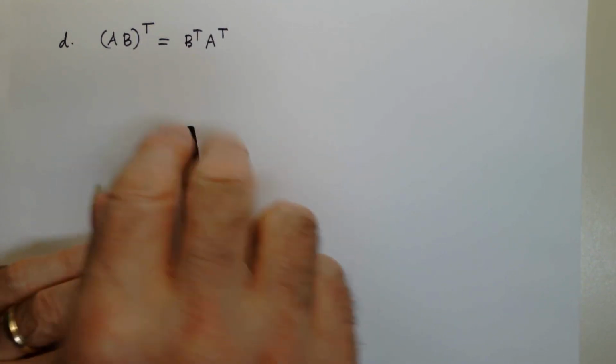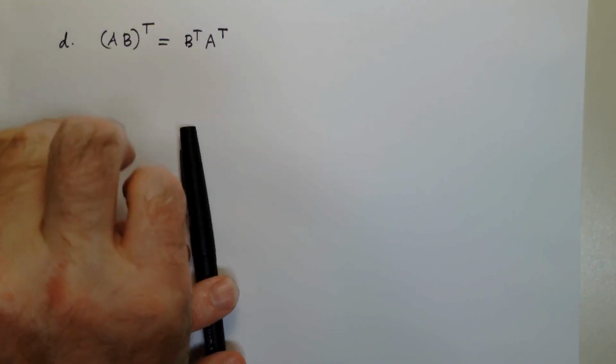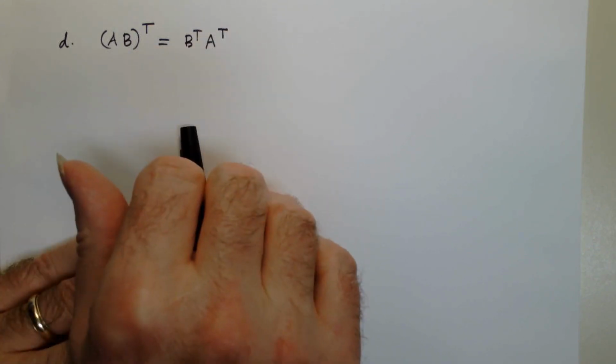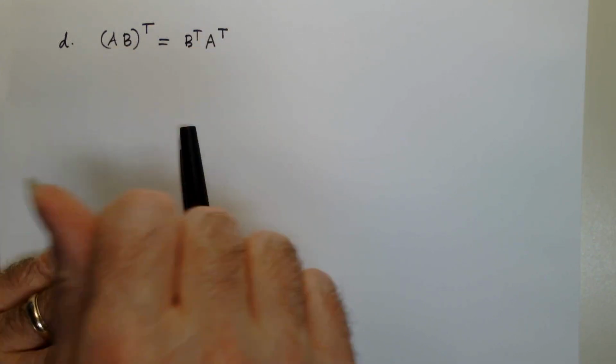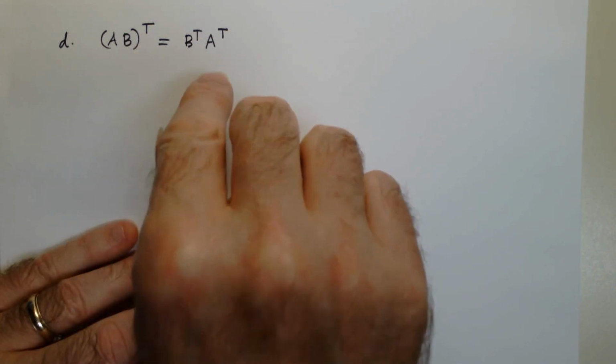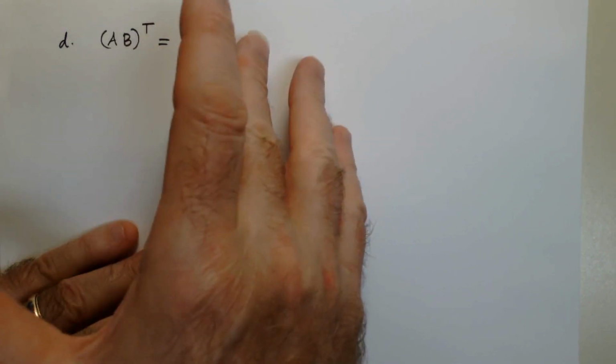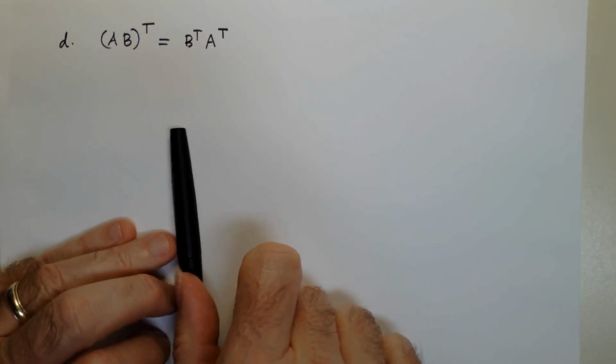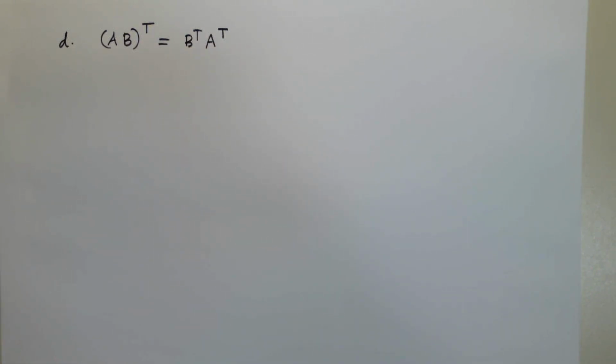What we're going to do is show that the ij element on the left-hand side and the ij element on the right-hand side are always equal. So we're essentially showing that every entry in the matrix on the left is equal to the entry in the corresponding position on the matrix on the right. Let's start with this left-hand side.